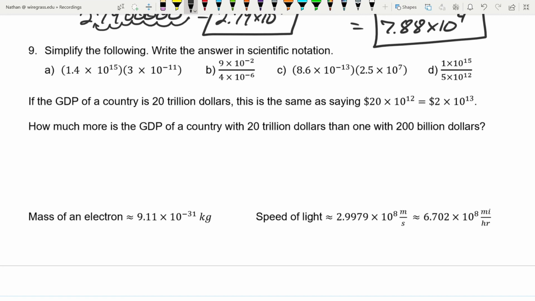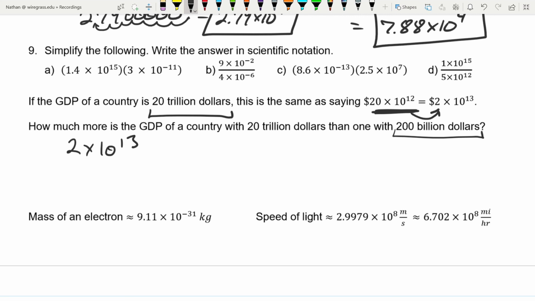Okay, if the GDP of a country is $20 trillion, this is the same thing as saying 20 times 10 to the 12, trillion is 10 to the 12. That's why I wrote it this way. But scientific notation says it's 2 times 10 to the 13. That's correct scientific notation. Now, if the GDP of a country is $20 trillion, how much more is it than one with only $200 billion? So we already know what $20 trillion is, right? That's the same thing as 2 times 10 to the 13.